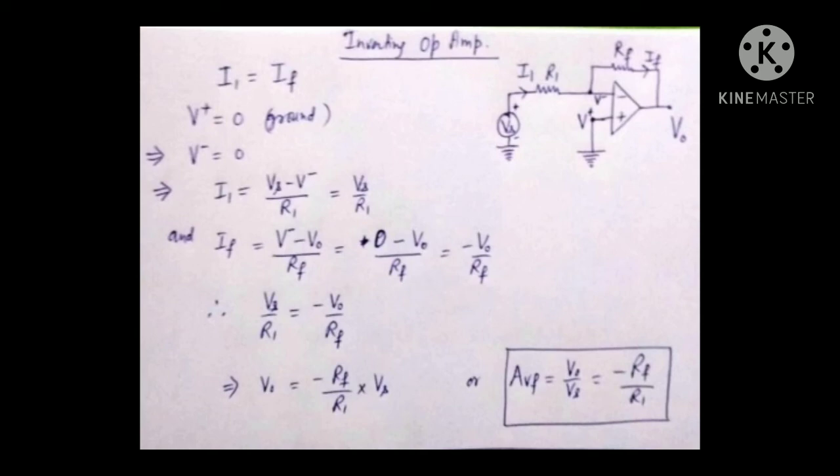Rearranging these terms, we can write V output is equal to minus RF by R1 into Vs, or we can say V naught by Vs, that is output voltage by input voltage, which is also the closed loop gain, is equal to minus RF by R1.